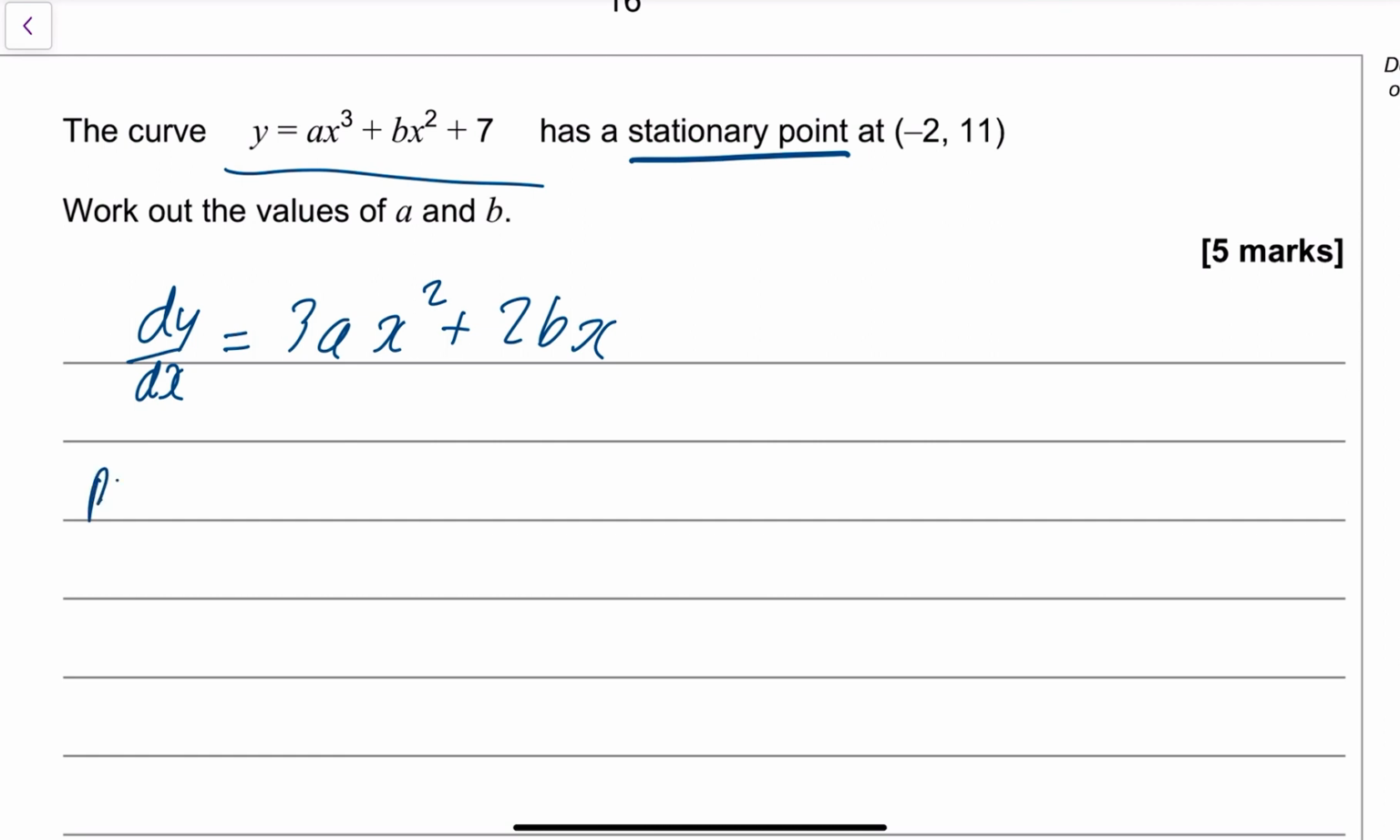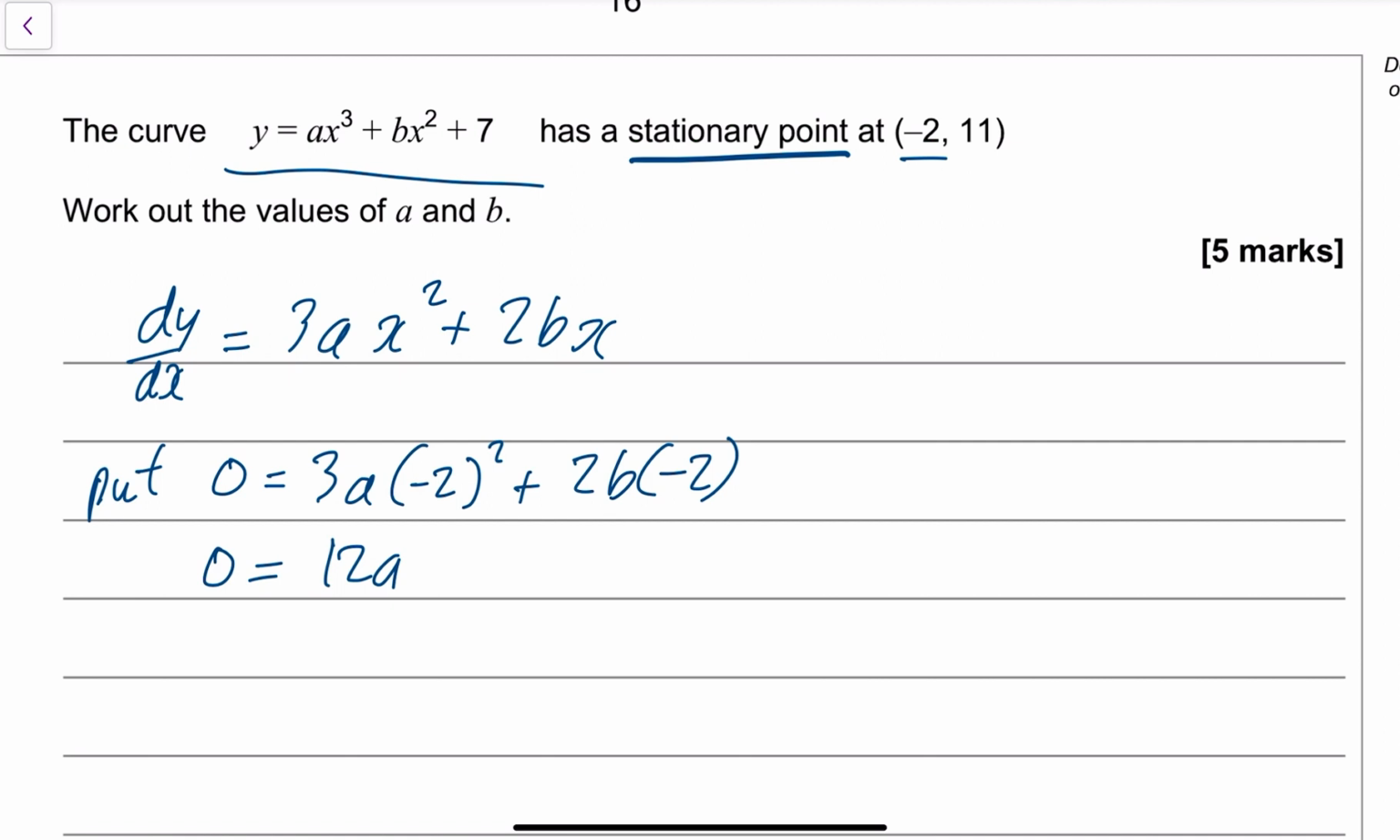Okay, it has a stationary point, so at a stationary point, that means you put it equal to 0. So 0 is equal to 3a times minus 2 squared plus 2b times minus 2. So that 0 is equal to minus 2 squared would be 4, times 3 would be 12a. Minus 2 times 2 is going to be minus 4b. Call that equation 1.